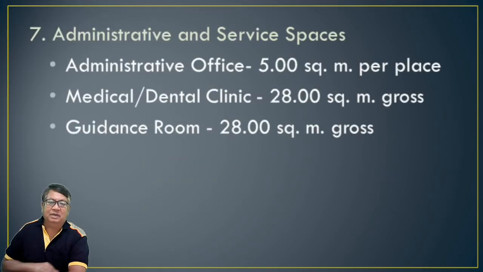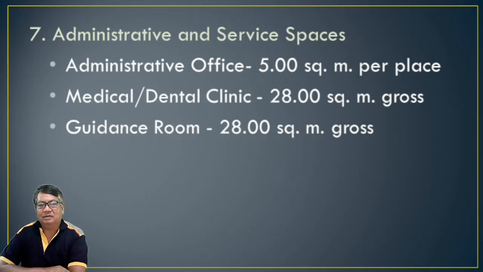Okay, number 7, administrative and service spaces. For the administrative office, we have 5 square meters per place. For the medical dental clinic, we have 28 square meters gross, and guidance room 28 square meters gross. So these are the required space for administrative and other service spaces like medical dental and guidance room.